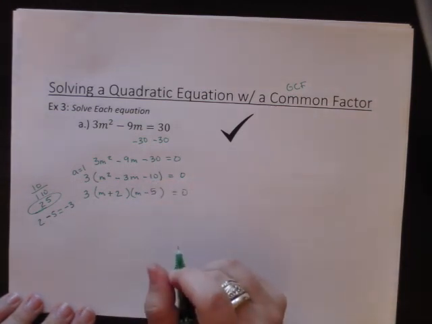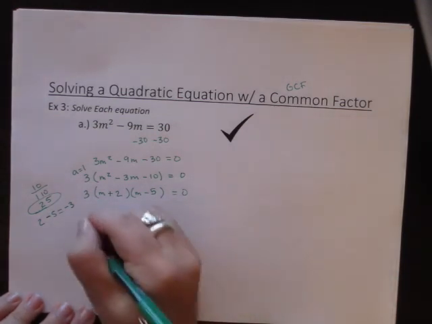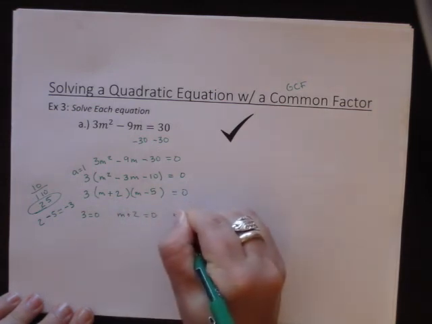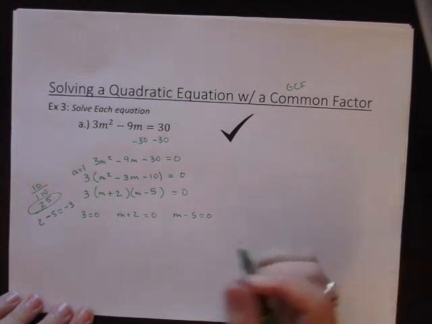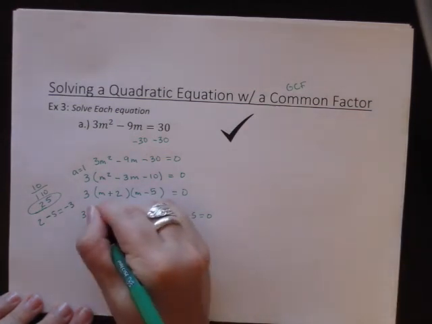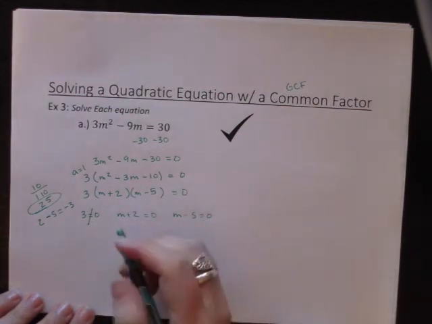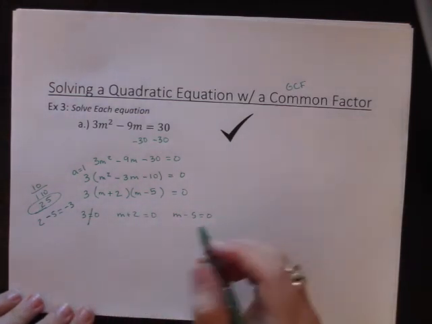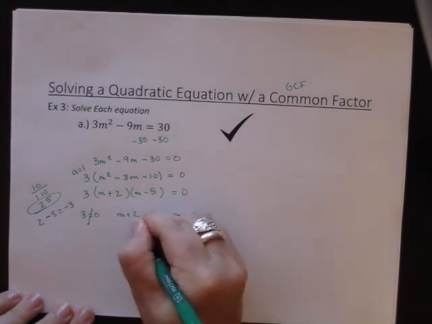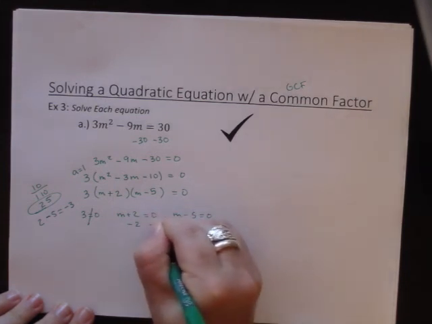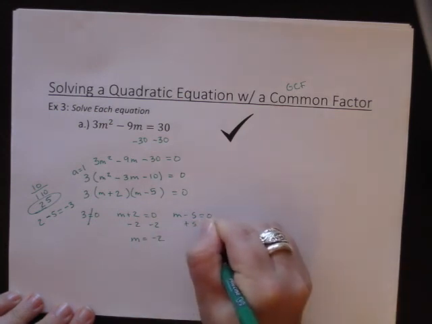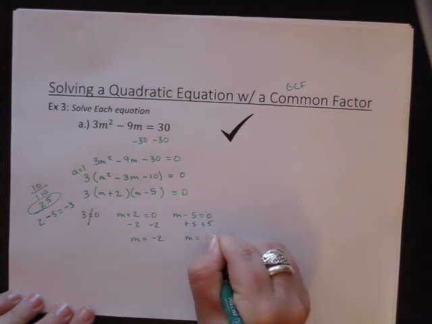Alright, so now I've got to set each factor equal to 0. So technically, I would go 3 equals 0, m plus 2 equals 0, and m minus 5 equals 0. But if I look at it right here, 3 equals 0, that's not even a true statement, and we don't have m by itself. So this part, you can write it if you want to, but it's not necessary. Because really what I care about is I want to get m equal to some type of number. So for m plus 2 equals 0, I want to subtract 2 on both sides. So I get m equals negative 2. I want to add 5 on both sides. So I go m equals positive 5.